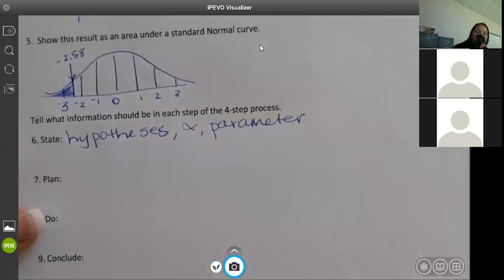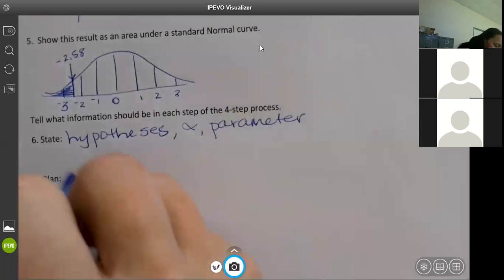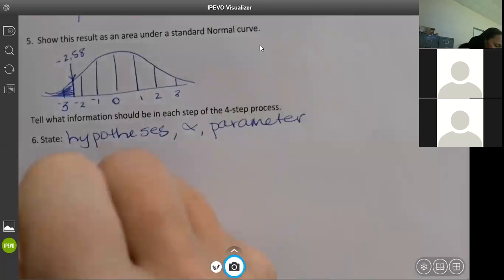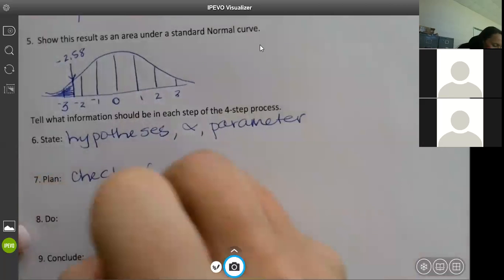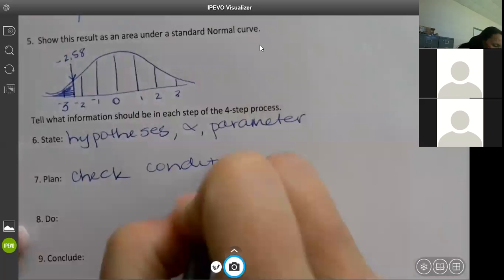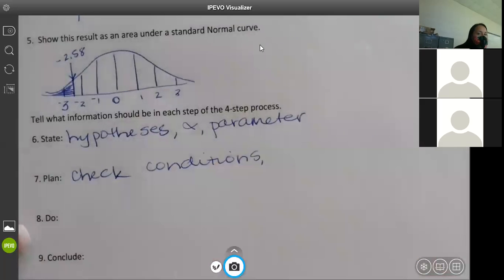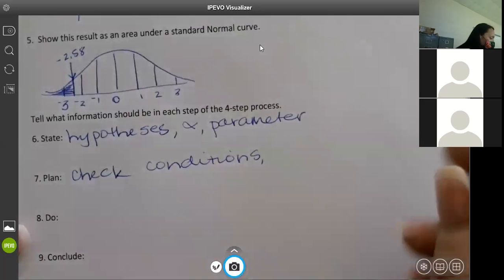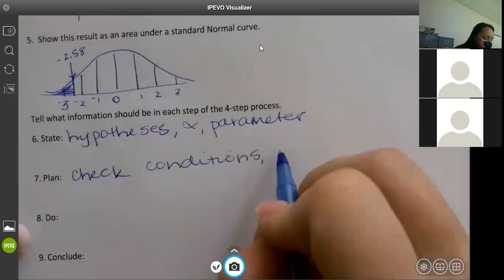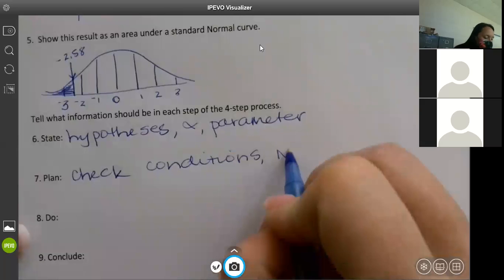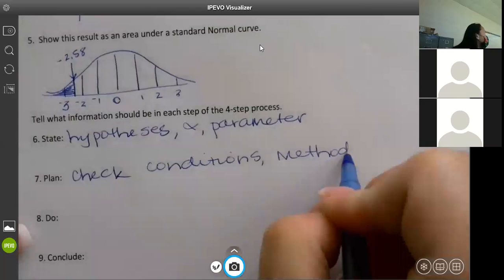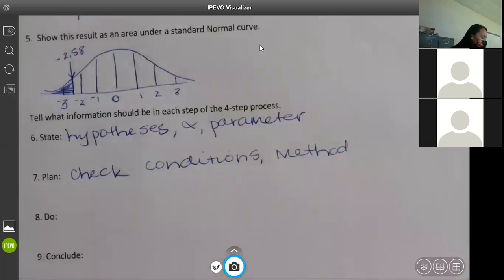All right, so in your plan, what are you going to do in it? Two things. We know what our conditions are, in the very top for proportions. And one more thing: whatever your method is, if it's a t-test, a z-test, a z-interval, whatever it is, that's what you've got to remember to do.